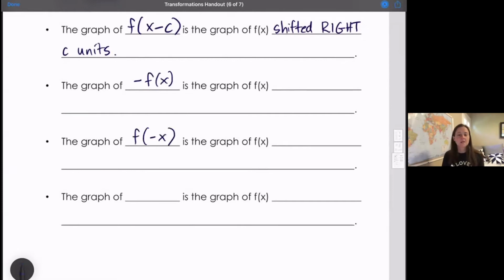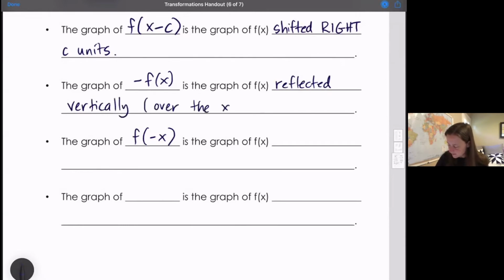When we did it on the outside, remember doing things to the outside affects a vertical change. So this is the graph of f of x reflected vertically. And if you like to say that's over the x-axis, that's easier for you to remember, then you can say it that way. You can also say flipped. Reflected is more of a mathy word, but either one is fine.